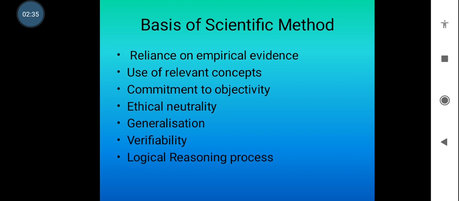Next one is commitment to objectivity. Objectivity is the hallmark of the scientific method. It means forming a judgment upon fact unbiased by personal impressions. According to Green, objectivity is the willingness and ability to examine evidence dispassionately.